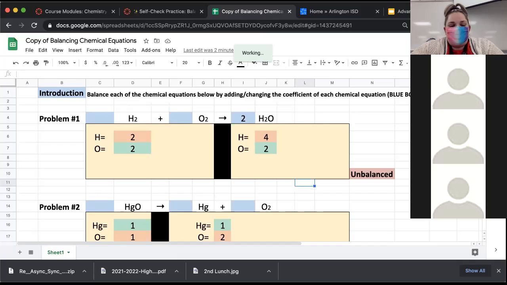I'm going to type another 2 coefficient in front of hydrogen. And then if we give it a few seconds, there it goes. So look, everything's green. And then over here, it changed to balanced. That's how I know I'm done.